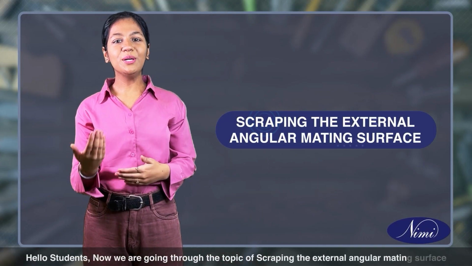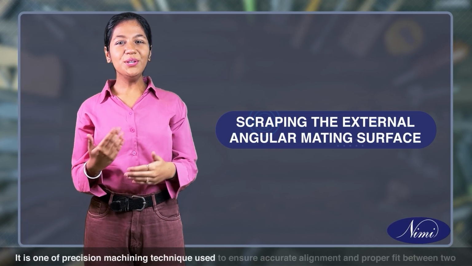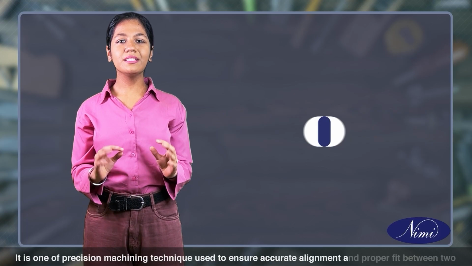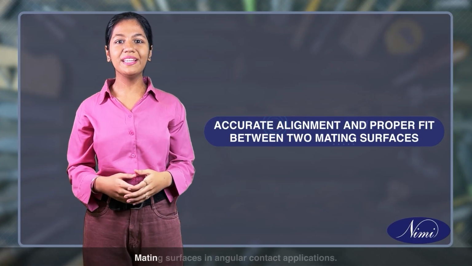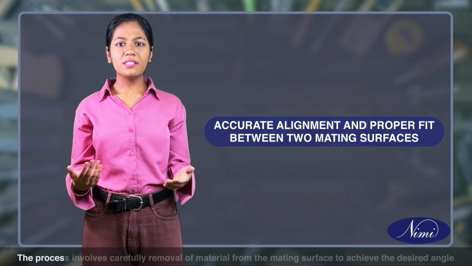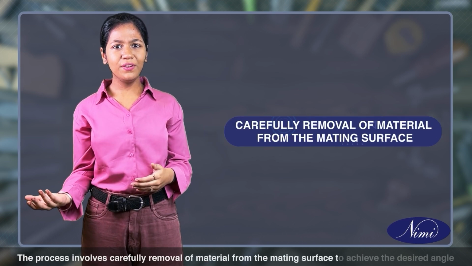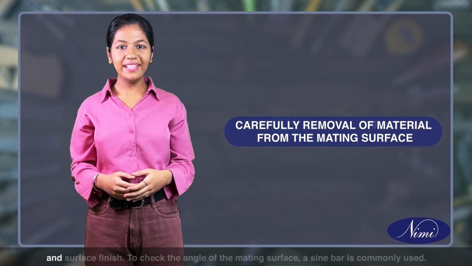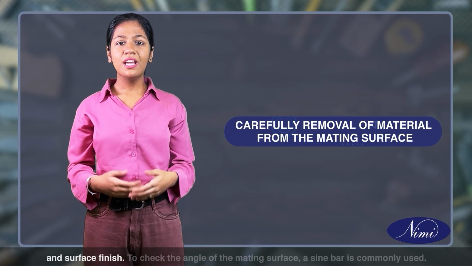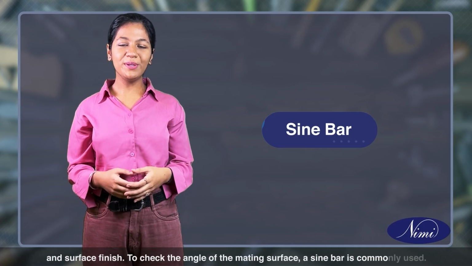Hello students! Now we are going through the topic of scraping the external angular mating surface. It is one of the precision machining techniques used to ensure accurate alignment and proper fit between two mating surfaces in angular contact applications. The process involves careful removal of material from the mating surface to achieve the desired angle and surface finish. To check the angle of the mating surface, a sine bar is commonly used.